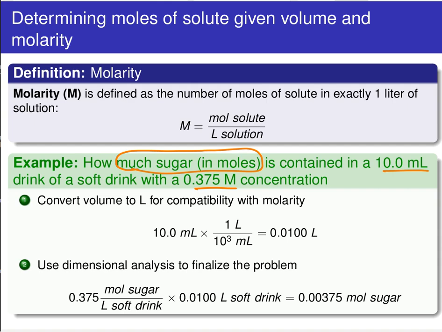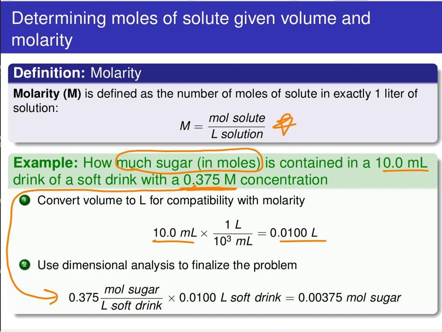So once again, we are going to be using our formula for molarity, which requires volumes being in liters. So our first step is going to be to convert that given 10.0 milliliter quantity of our soft drink here and convert that over to liters. Then we are going to take the given concentration of soft drink, 0.375 molar, and I always recommend breaking out those units of molarity and writing out explicitly what we're talking about, moles of sugar over liters of soft drink.